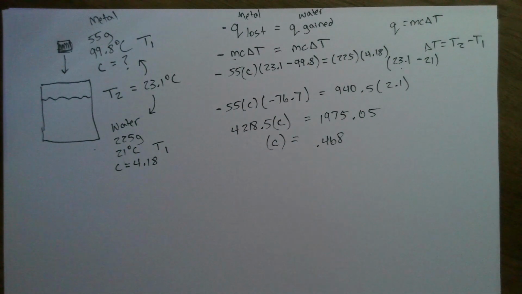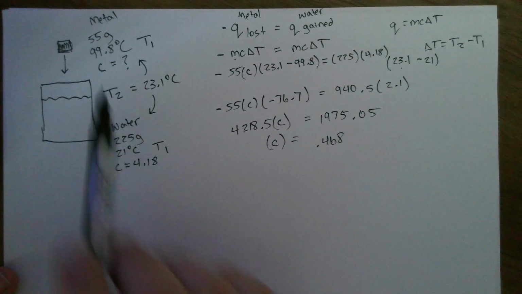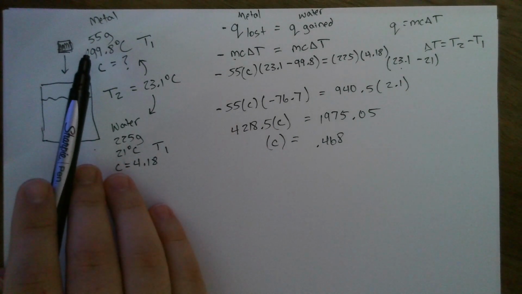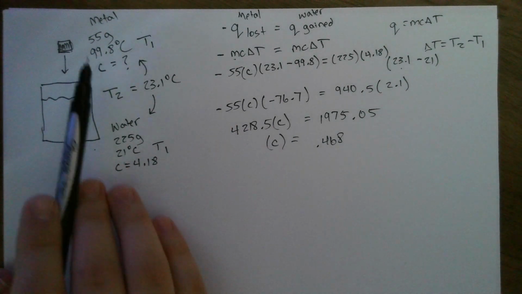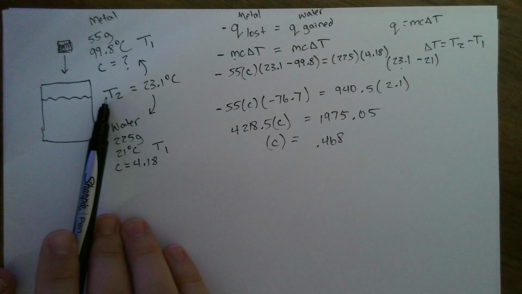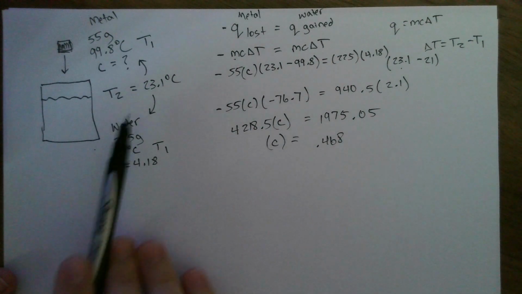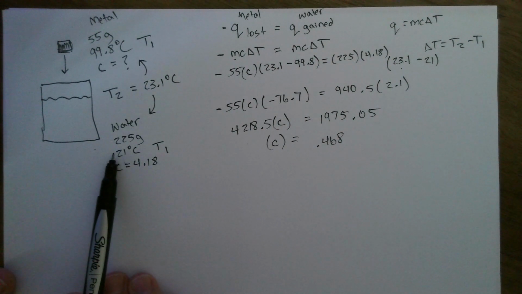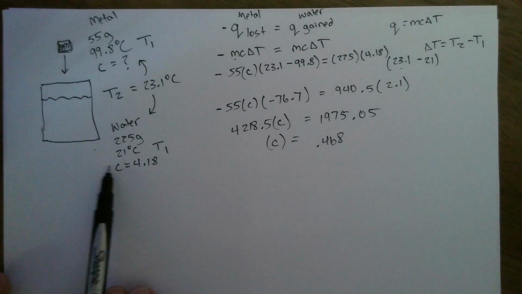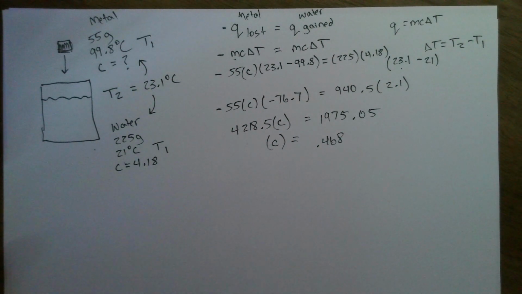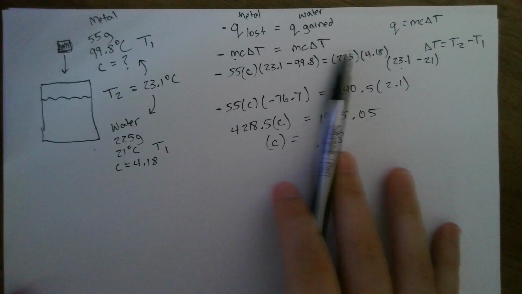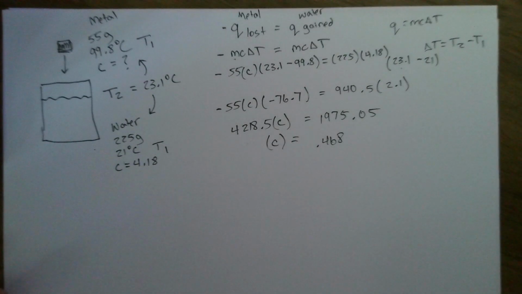Now, there are 7 variables in here. There's the mass of the metal, the initial temperature of the metal, the C of the metal, the equilibrium temperature, which is shared between both, mass of the water, initial temperature of the water, specific heat of the water. I could ask you to find any of those 7. I'll give you the other 6 variables, just plug them into this equation, and then solve for the missing one.